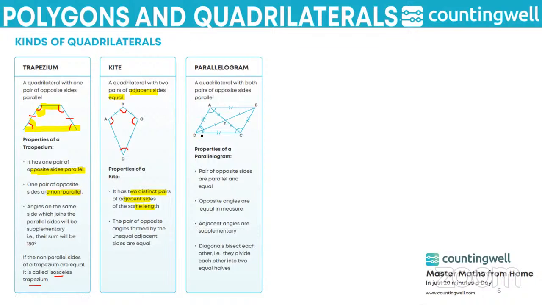A quadrilateral with both pairs of opposite sides parallel. So you can see there are two pairs of opposite sides, AB, CD and AD, BC. So pair of opposite sides are parallel as well as they are equal. So opposite angles are equal in measure as well. Next, diagonals bisect each other. They divide each other into two equal halves. Okay.